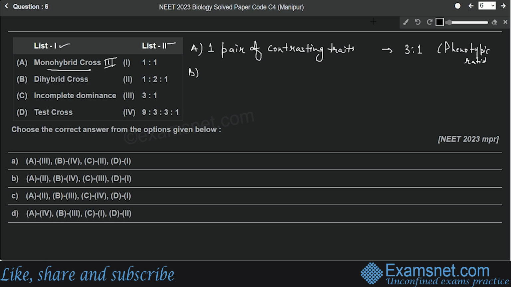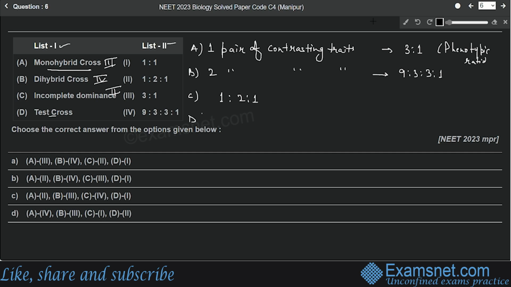Then the second one is dihybrid cross. Dihybrid cross means two pairs of contrasting characters are involved here. And the phenotypic ratio in this case is 9:3:3:1. So the correct match for B will be number 4. Third one is incomplete dominance, and incomplete dominance means none of the alleles for a specific trait is dominant. As a result, the phenotype of the progeny will be somewhere in between that of the parents. So the phenotypic ratio in this case is 1:2:1. So the correct match for C will be number 2.